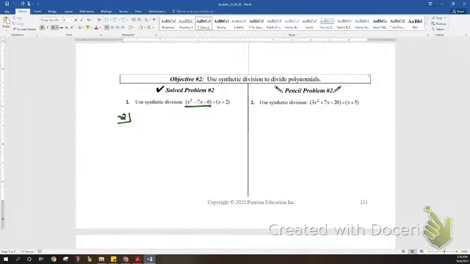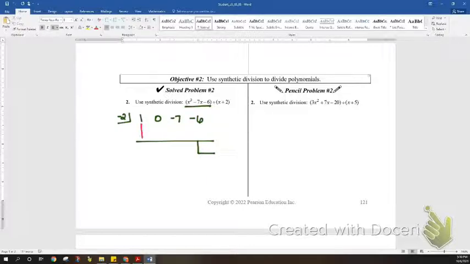So we have a 1x cubed. We don't have an x squared, so we've got to put a 0 there. We have a negative 7x and a negative 6. Skip a little space and draw a line. Underneath the negative 6, draw your remainder box.